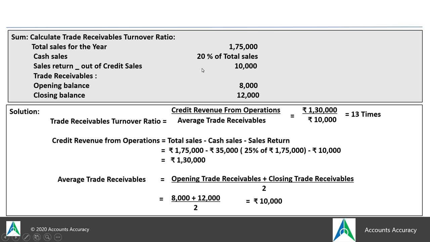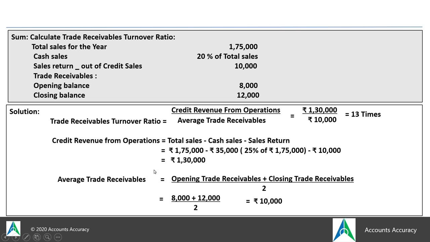For calculating trade receivable turnover ratio, the formula is credit revenue from operations by average trade receivables. Now here your credit revenue from operations is 1,30,000. This we have calculated here. How? From total sales we have deducted cash sales and sales return. Here the cash sale value was given 20% of total sales, that is 20% of 1,75,000, that would come here 35,000. So once you deduct cash sales from total sales and sales return of total credit sale is 10,000, only 1,30,000 will be left as credit sale which has not been paid.